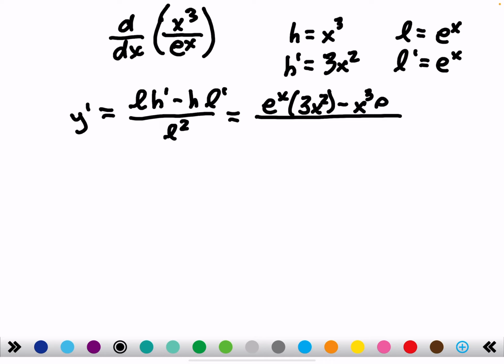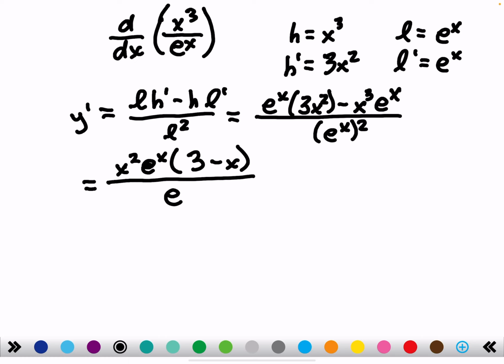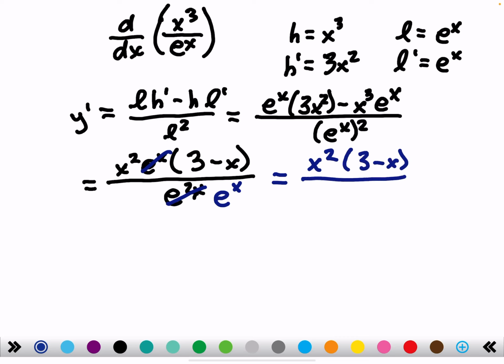Derivative of the denominator, e to the x, divided by the denominator, e to the x, quantity squared. Now we can simplify this. We have a common factor of x squared e to the x that we can factor out in the numerator, and that will leave us with 3 minus x in parentheses over e to the 2x power. Use the power rule to multiply x times 2. Now notice that e to the x in the numerator will cancel out one of the e to the x's in the denominator, and at least for our final answer, x squared times the quantity 3 minus x over e to the x.